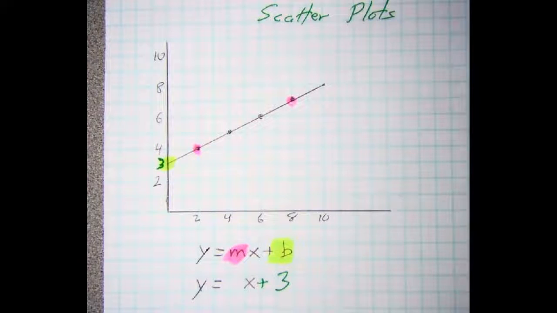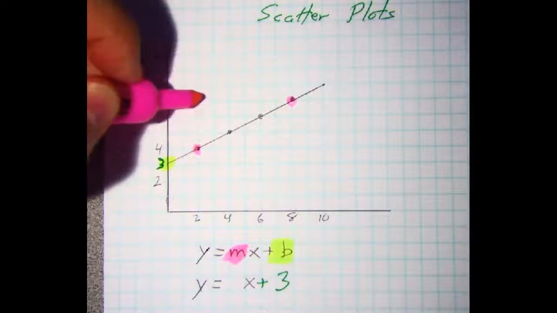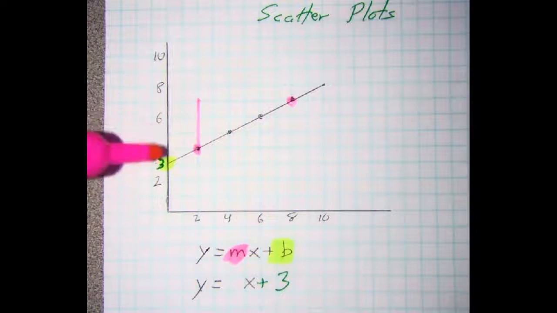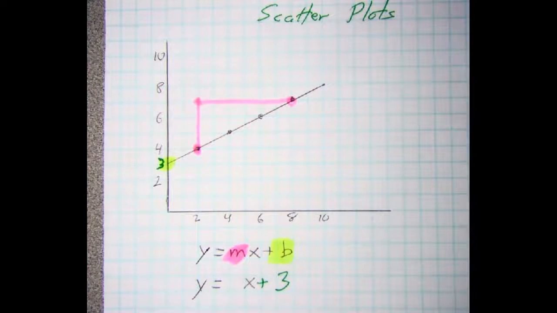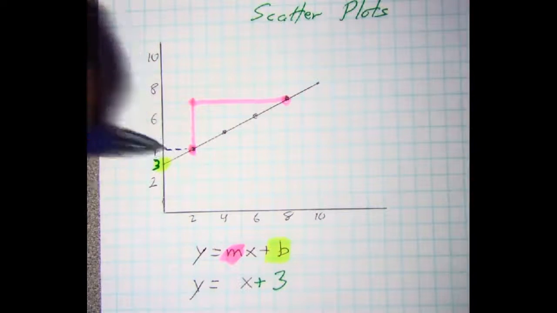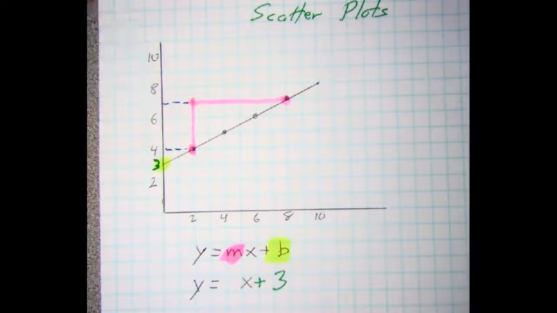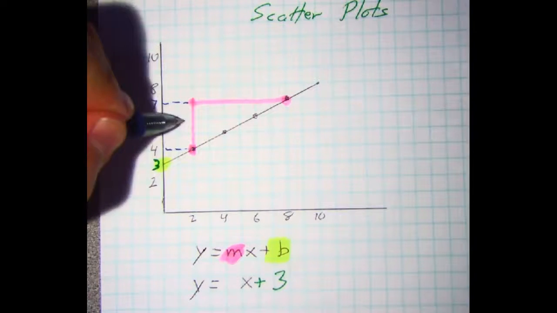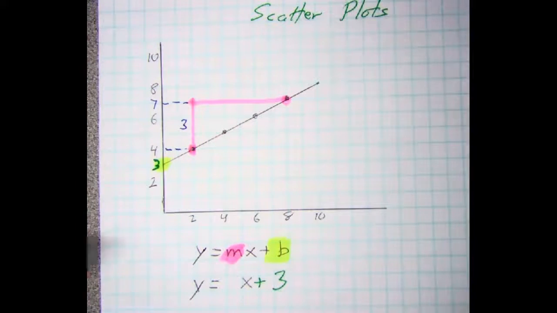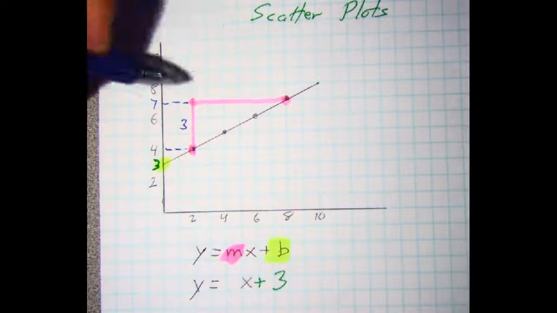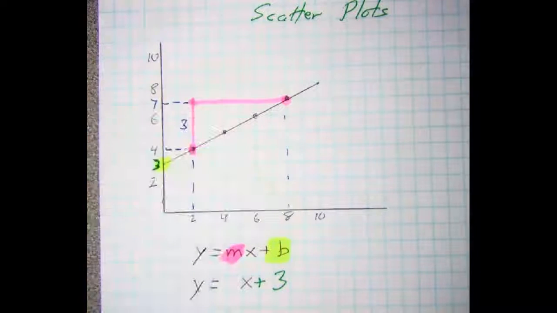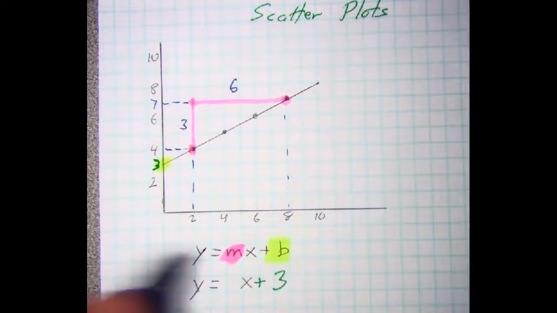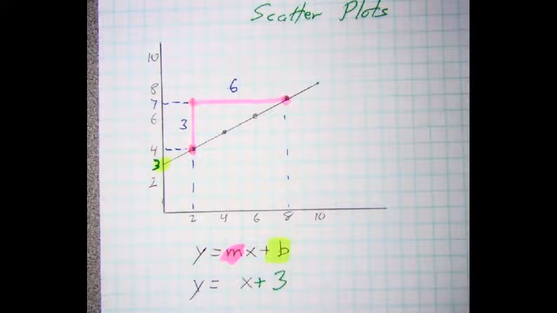Then you have to calculate the rise and the run. So you probably remember that. How far is it to get from here to here? And how far does it get from here to here? So the rise here, it's at 4, and it's going up to 7, so the rise would be 3. And the run would be, it's going from 2 to 8, so the run would be 6. From 2 to 8 is 6.